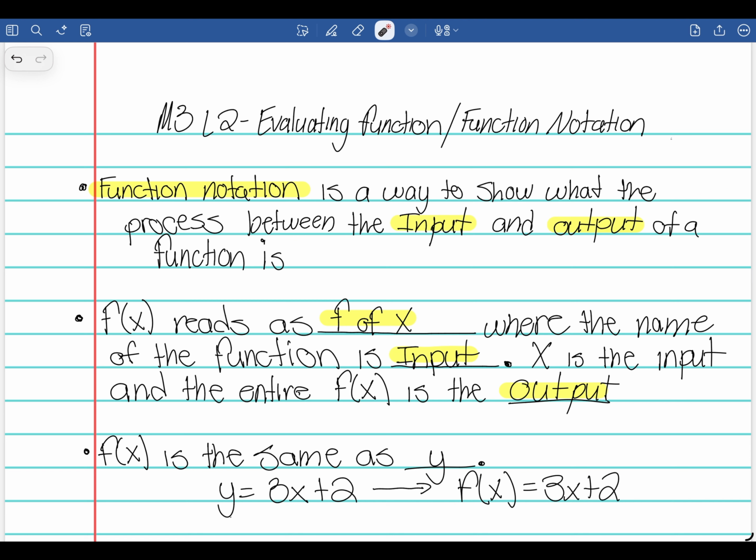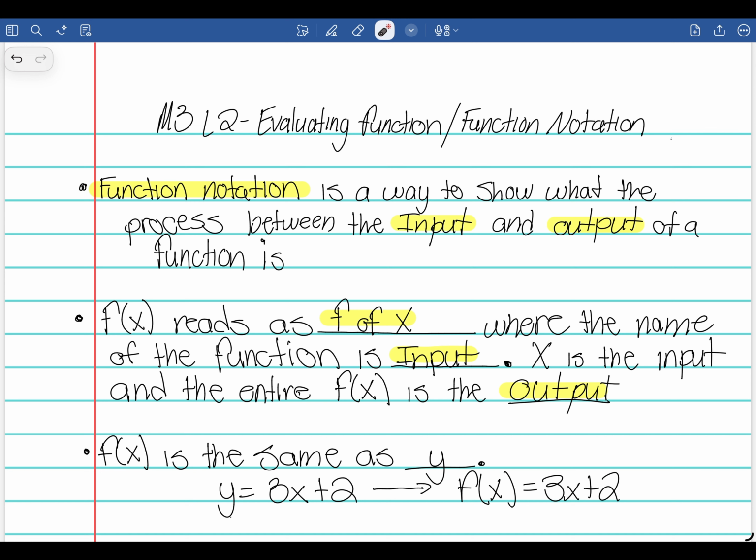All right, so let's go back through that again. So this right here reads as f of x, where the name of the function is the input. Okay, x is the input and the entire f of x is the output. So if you notice that in the parentheses there's an x, all right, that x is the input value.